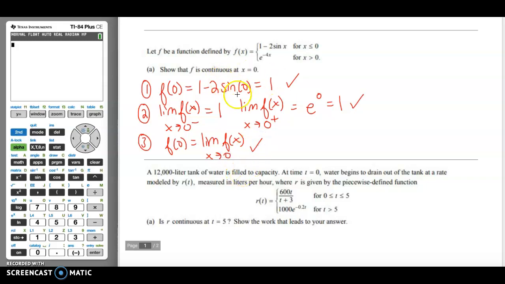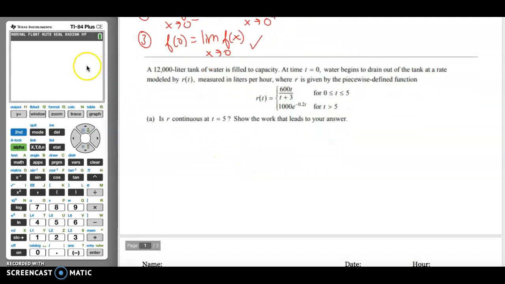Check. So I've just shown my 3 steps right in a row. Beautiful. All right, this last one I had to break out the calculator because there's a lot going on. A 12,000 liter tank of water is filled to capacity. At time t equals 0, water begins to drain out of the tank at a rate modeled by r of t, measured in liters per hour, where r is given by the piecewise defined function, yada yada.